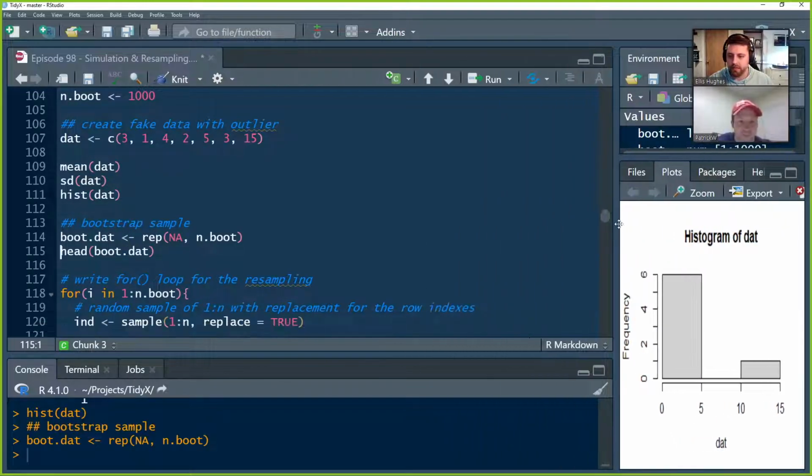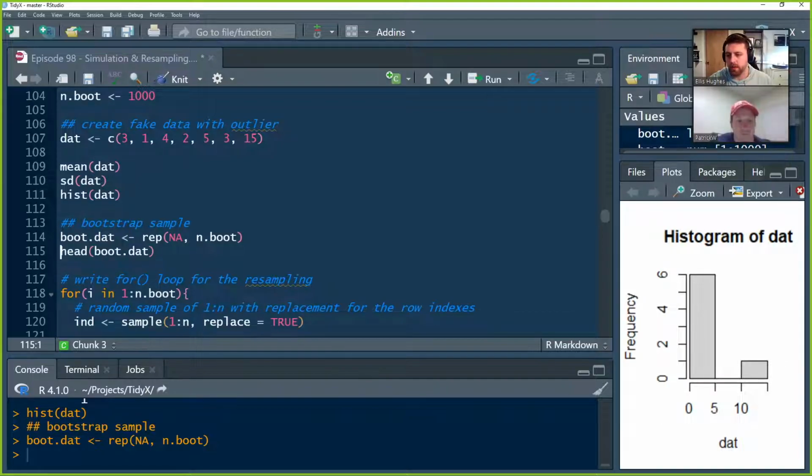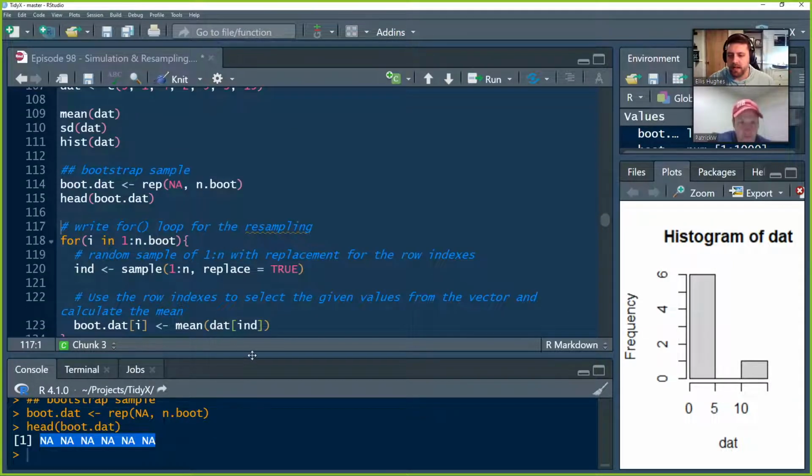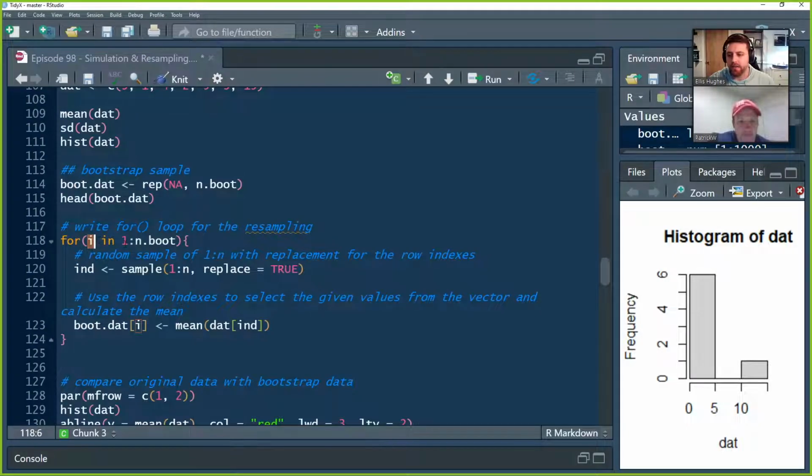Sure thing. It's pretty much the same sort of thing that we did before. So we're going to create our boot.dat vector, which we're going to create through rep, which stands for repeat. We're going to repeat NA, n boot times. And so you can see that it's just a vector of NAs. Now for every i, or for every boot that we're going to be doing, i is representing that from 1 to n boot, so that's 1,000.